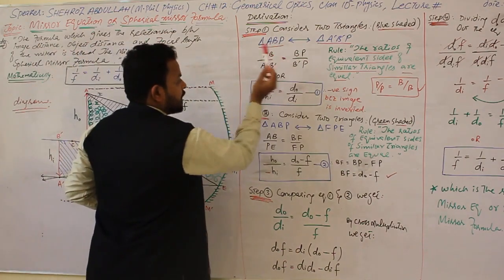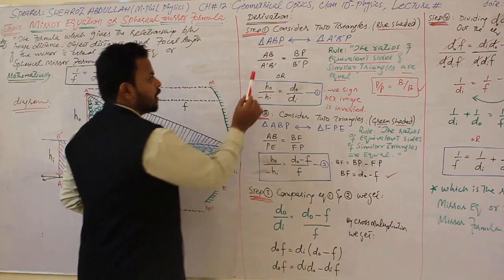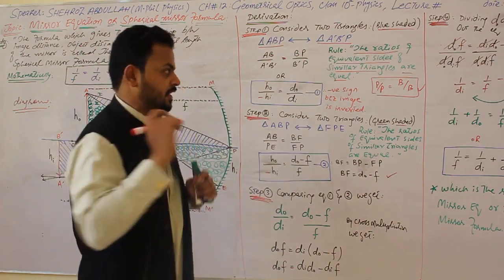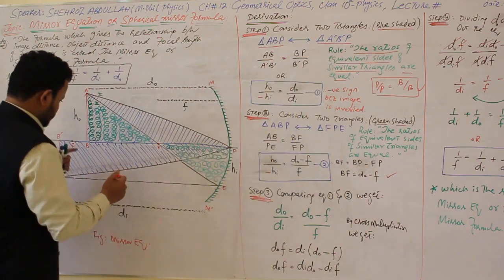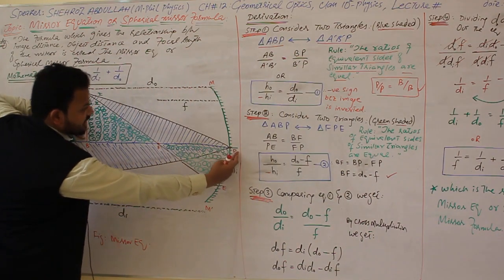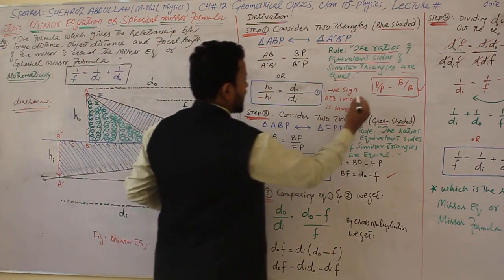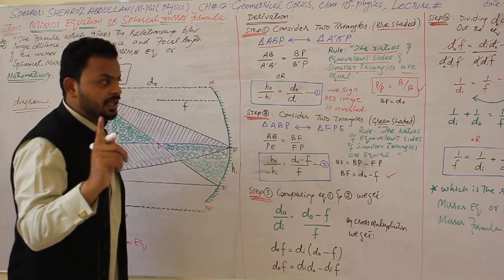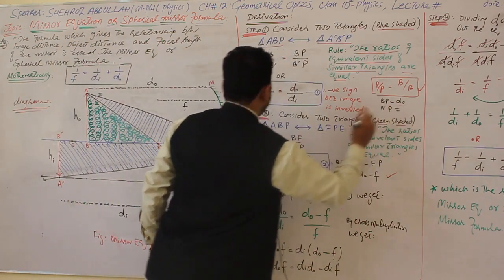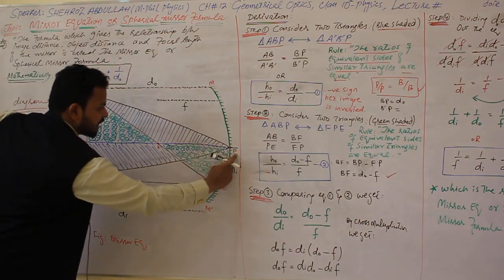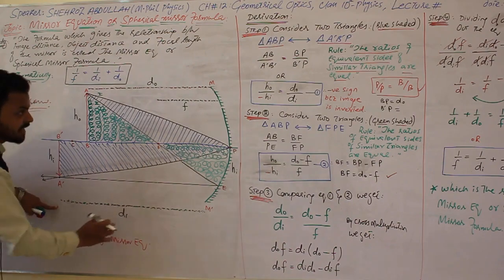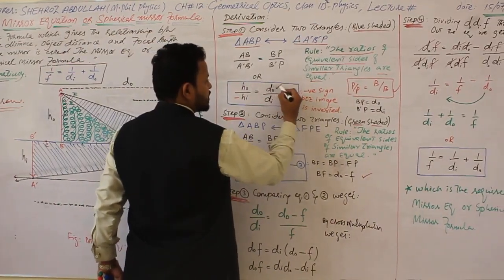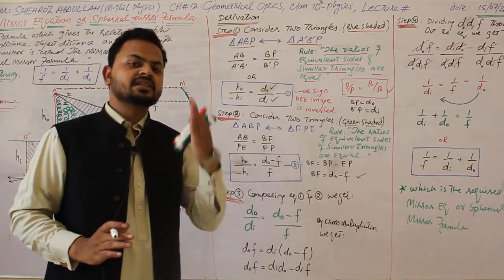Now, what is AB? AB is actually the height of the object. What is A dash B dash? It is the height of the image. I will write minus just to show that the image is inverted. What is BP? The B to P distance is represented by D naught. So I have written D naught instead of BP. Now what is B dash P? This is B dash and this is P, and the distance B dash P is the image distance, so let me represent it by DI. So I have replaced these two values over here. This is equation number 1.